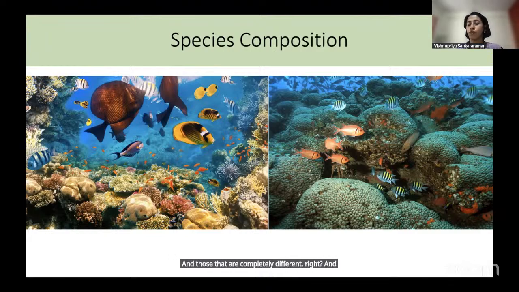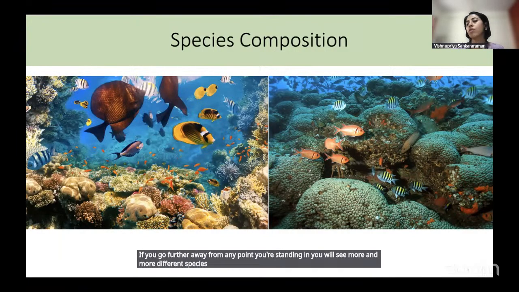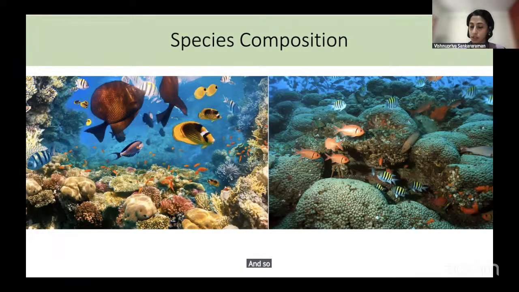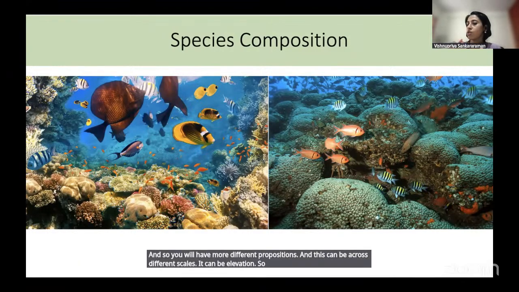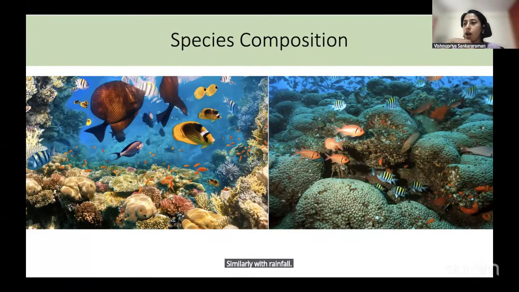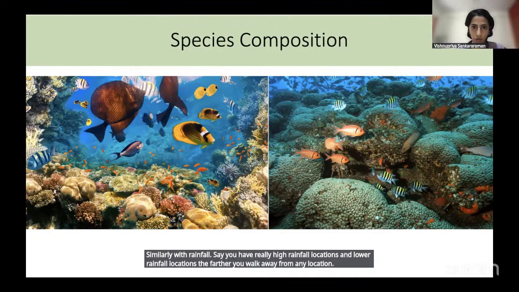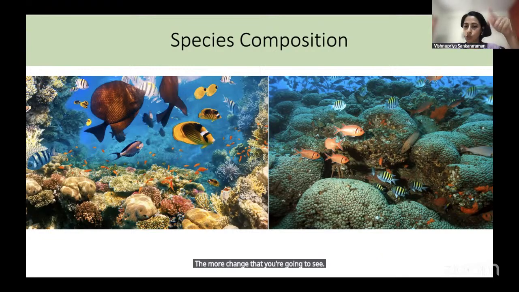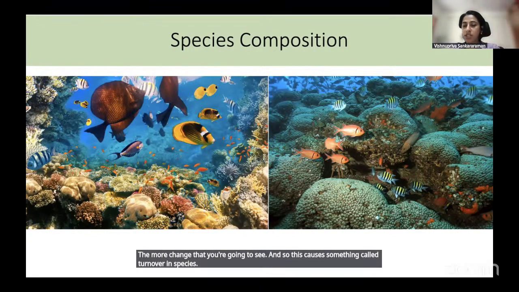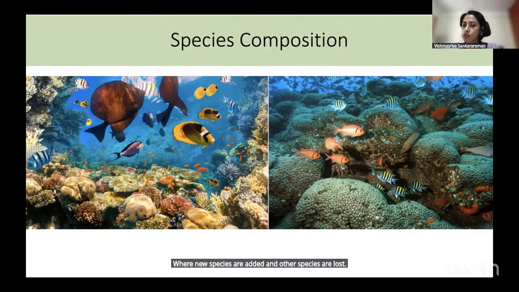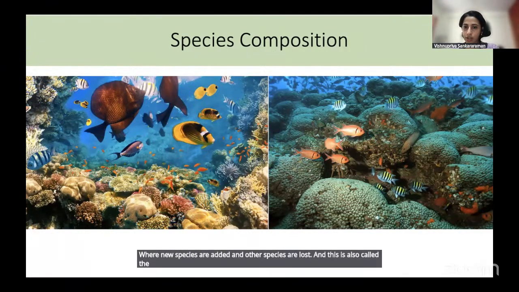And as you can imagine, if you go farther away from any point you're standing in, you will see more and more different species, and your species composition will keep changing. And so you will have more different compositions. And this can be across different scales. It can be elevation. So you start at the base of a mountain, you keep climbing, and the types of trees you see, the type of animals you see will keep changing as you go up the mountain. Similarly, with rainfall, say you have really high rainfall locations and low rainfall locations, the further you walk away from any location, the more changes you're going to see. And so this causes something called turnover in species, where new species are added and other species are lost. And this is also called the beta diversity of any two locations.